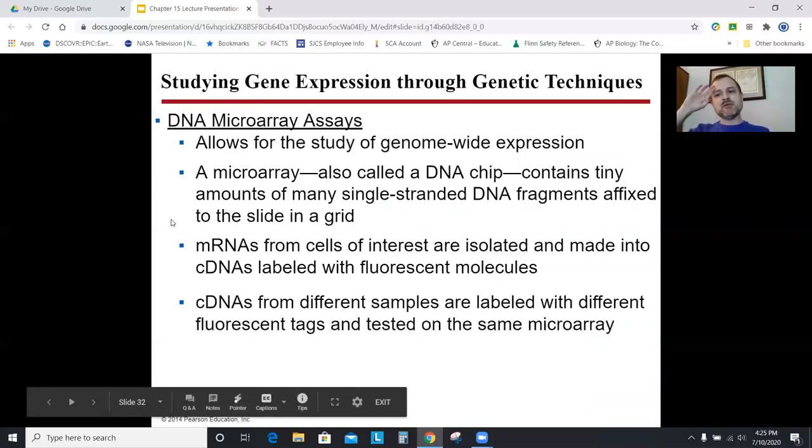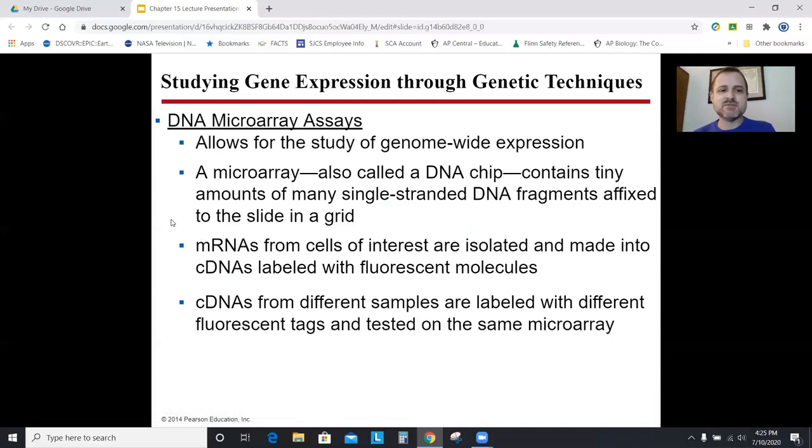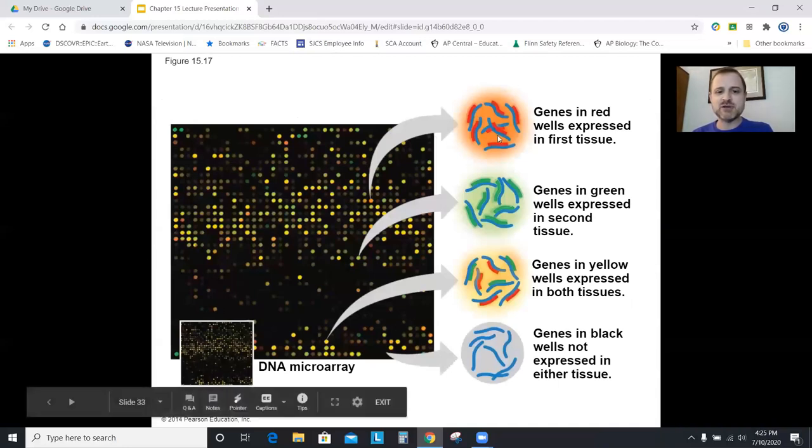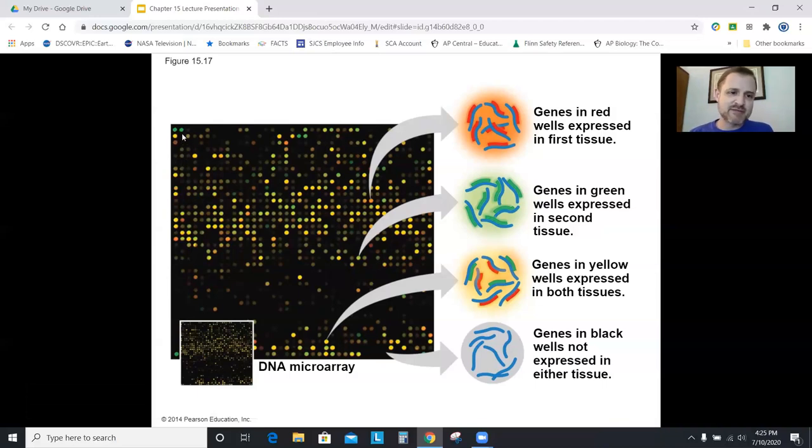The last thing I want to end with, and this is a minor point, but it's worth mentioning briefly, are these things called DNA microarrays. This is a picture of a DNA microchip. And each of these little wells, I mean, this chip, which is maybe that big, these wells have, gosh, there's hundreds of them. I'm not going to count them. There's a lot of them.